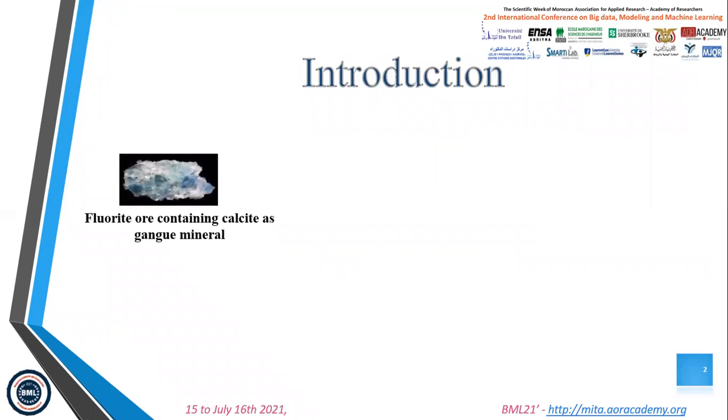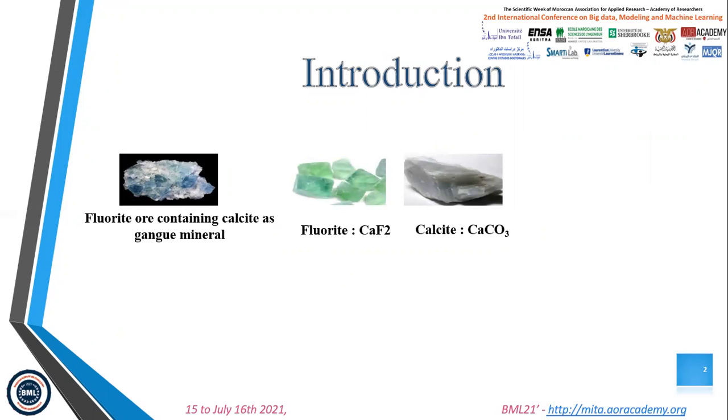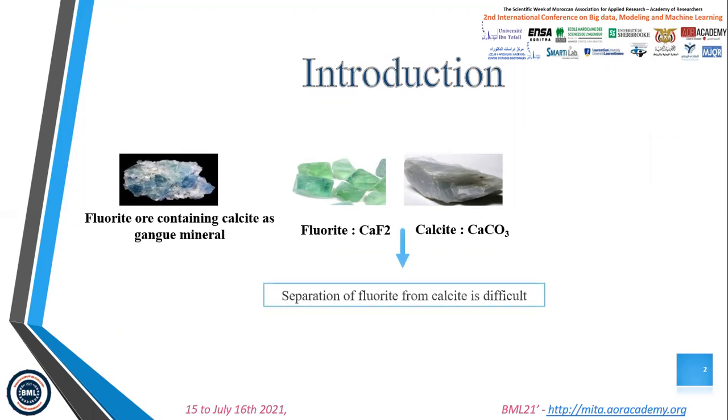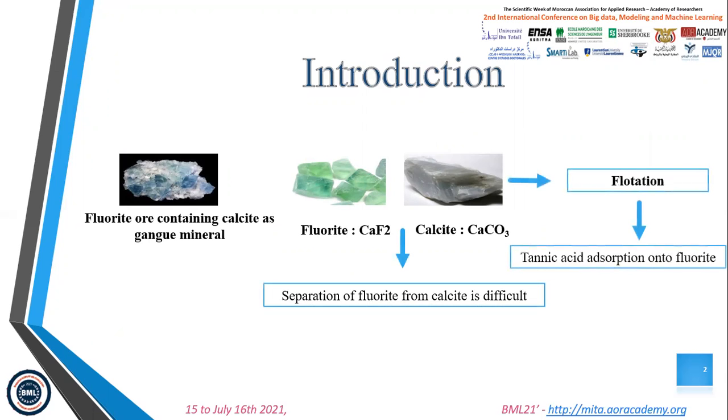Introduction. So, fluorite is an important valuable mineral to produce hydrofluoric acid, but this mineral can often be found underground with calcite in ore deposits. Fluorite and calcite minerals are characterized by similar physicochemical properties, so their separation is difficult. So, to separate between these two minerals, flotation is the most commonly used method, and this technique is achieved by tannic acid adsorption onto fluorite.